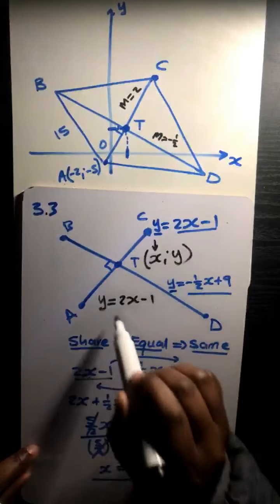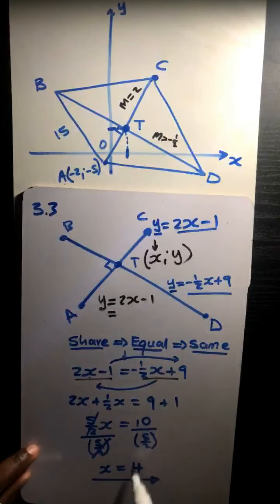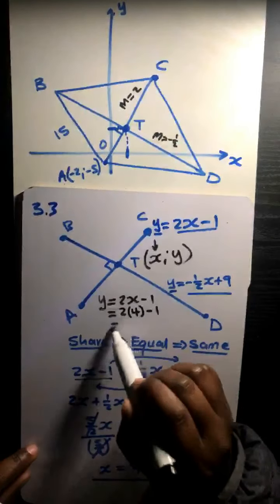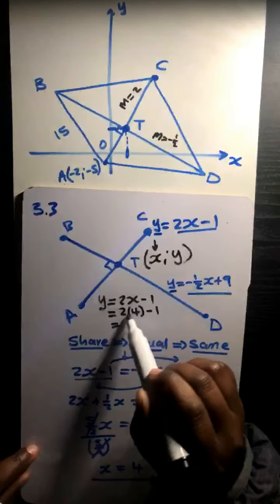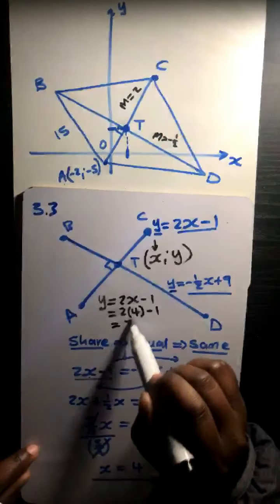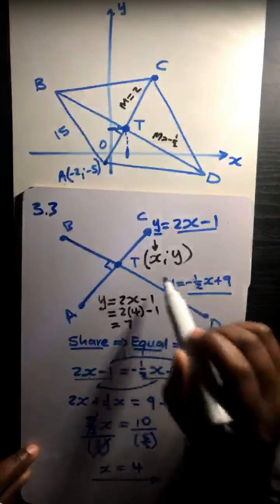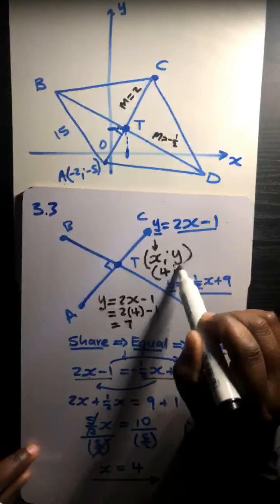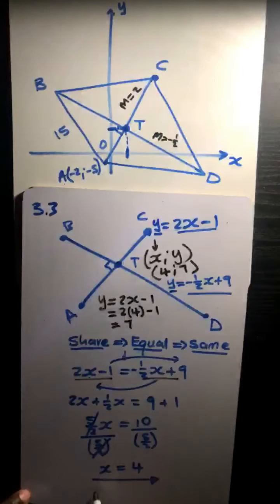It's easy to use because you just substitute your x value into where you see x there. Minus 1. What is this? This is 8 minus 1. It is equal to 7. So that means the coordinates of T are actually 4 and 7. So that is how you score yourself full marks for that question.